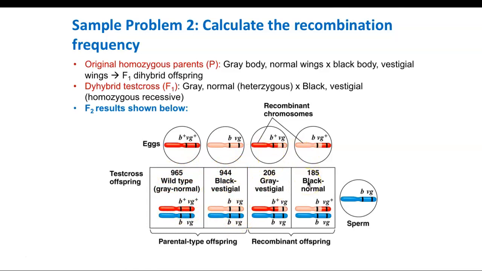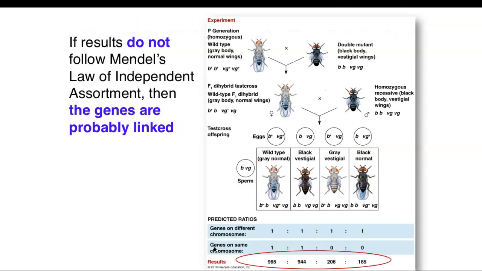You can just see by looking at this, without even calculating recombination frequency, there's a disproportionate number of parental types versus recombinants. If you see a disproportionate number of parental types versus recombinants, you know those genes are linked on the same chromosome. So that first question, how can you tell genes are linked? There's a disproportionate number of parental types and recombinants among the offspring of two parents. They don't follow Mendel's law of independent assortment.